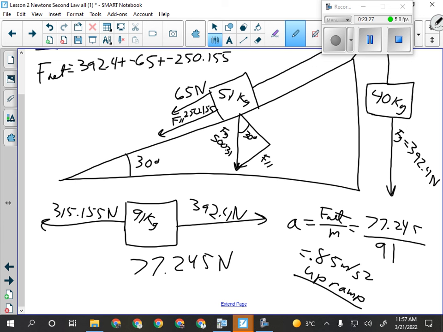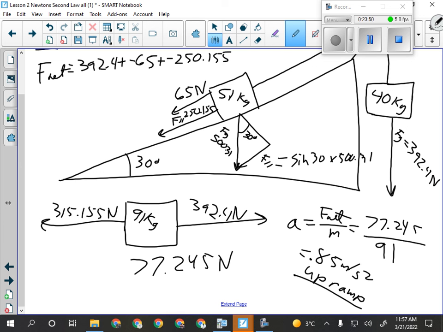How did I get the 250 in here? So I calculated F parallel. Since it's the opposite side of the triangle, I went sine of 30, which is 0.5, times 500.31. So 0.5 times 500 comes up to half, yeah? Okay, any other questions on that one?